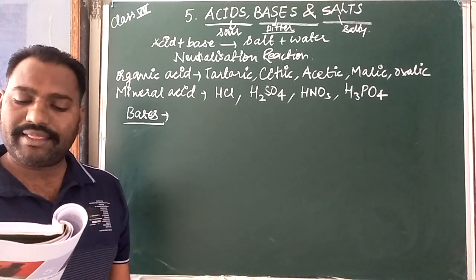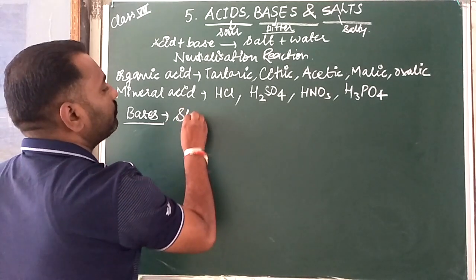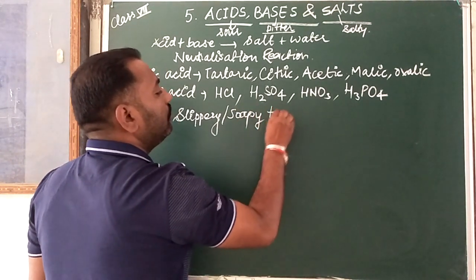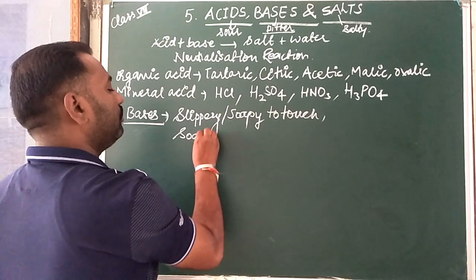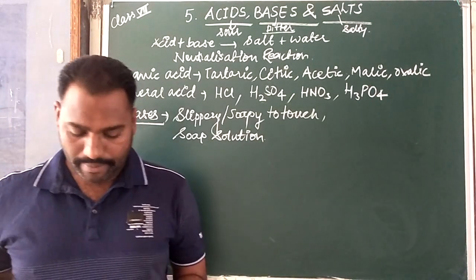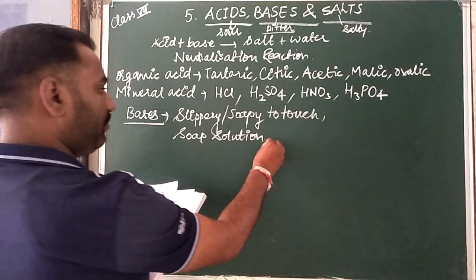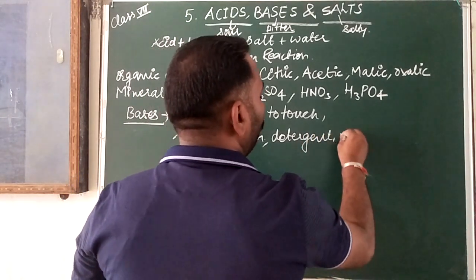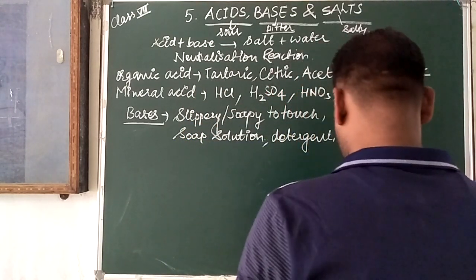These substances are known as bases, and the nature of this substance is basic. So bases feel soapy to touch, it means slippery. These substances are known as bases, and the nature of this substance is basic. What are the examples? Soaps, detergents. Detergent means washing powder, and also washing soda.